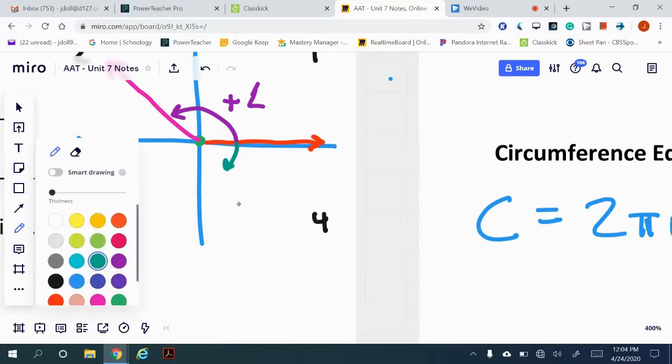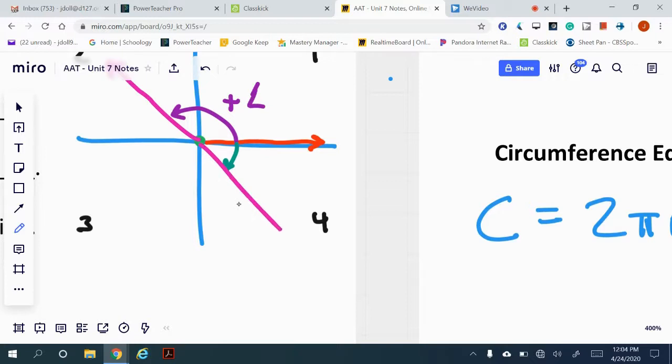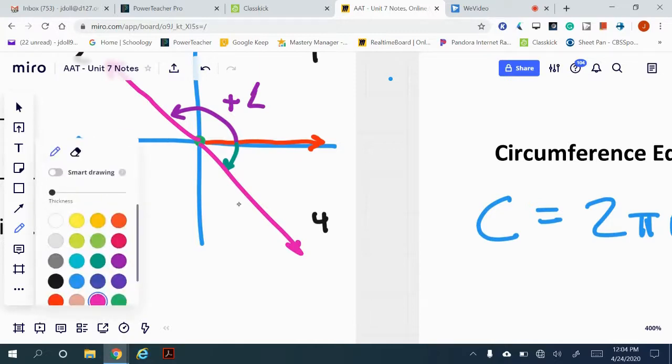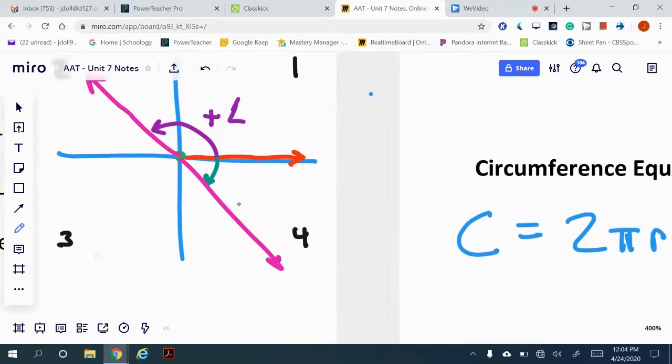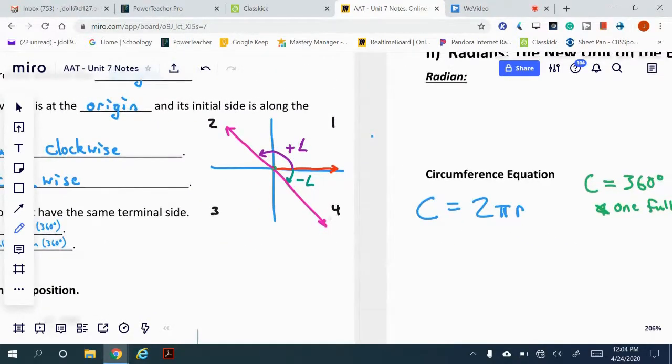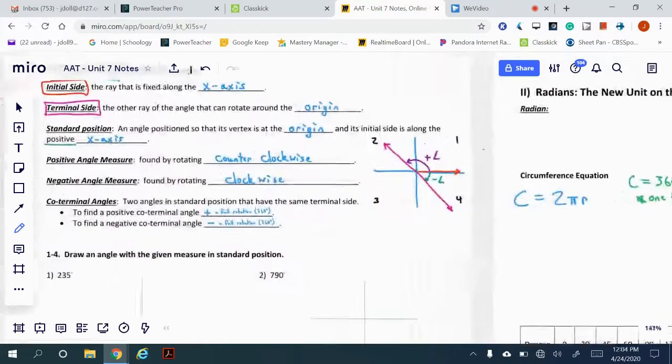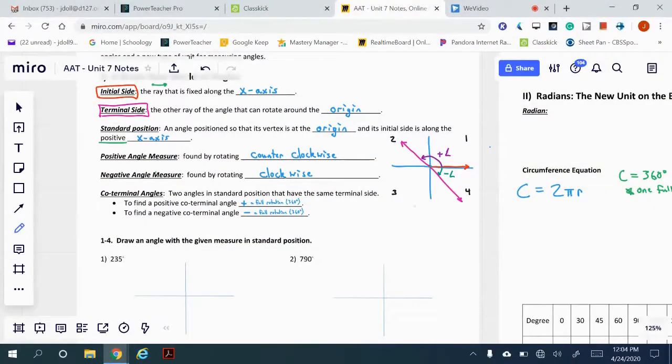Well, this is still a terminal side. Whether I go counterclockwise or not, it doesn't really matter. And that looks like 180 degrees. That's neither here nor there at the moment, right? But this angle measure right here would be a negative angle measure because we rotated counterclockwise. So on this, I graphed both, starting with our initial side, a positive angle measure in purple and a negative angle measure in green. And both of these angles, guys, would be in standard position because I started on the positive x-axis and I rotated from there.